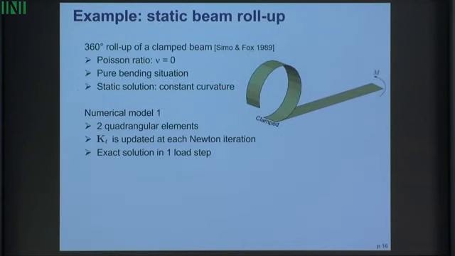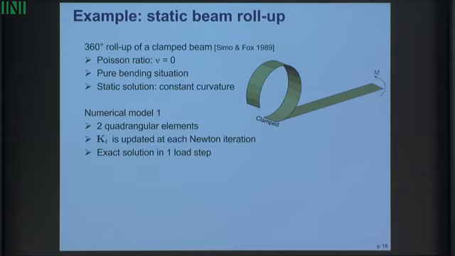Another example is the full roll-up of a beam. So this means we really make the full turn. And we use a coarse mesh, only 2 elements. Actually here it was not a beam element that was used, it was a shell, but it's roughly the same story. So this means that in each element you have half a turn, right? And so we were able to solve this problem with this coarse mesh without any problem.